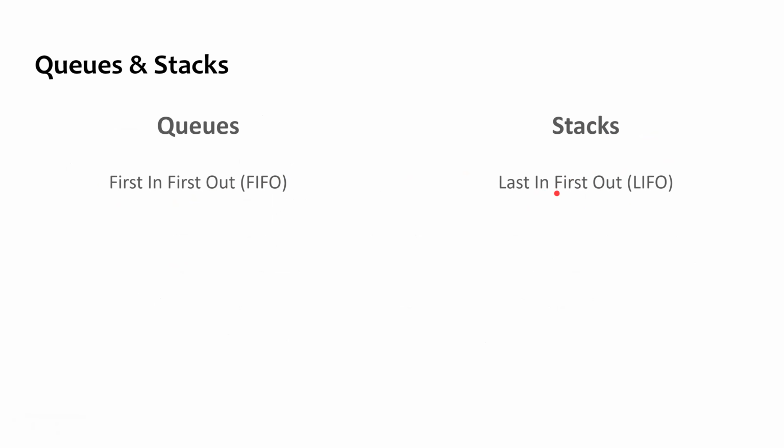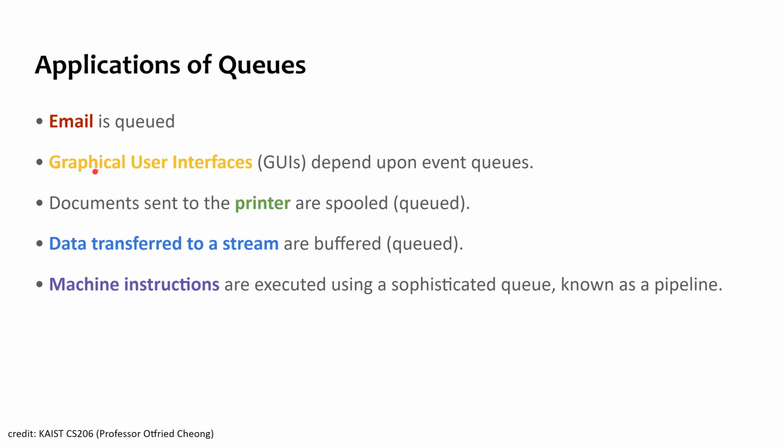In the case of queues, it keeps track of the first and last items. However, in the case of stacks, it just keeps track of the top item. And there are many applications of queues. First of all, emails are queued, and graphical user interfaces depend upon event queues. So if you click this graphical first and then user second, then the first click will be handled first, and then the second event will be handled the next time. So graphical user interfaces depend upon event queues.